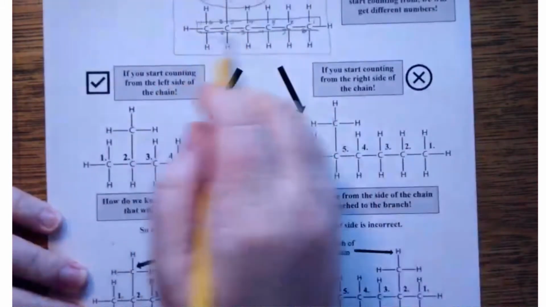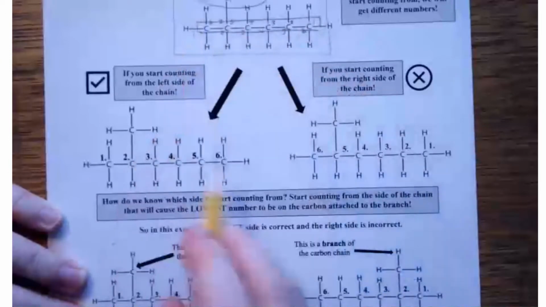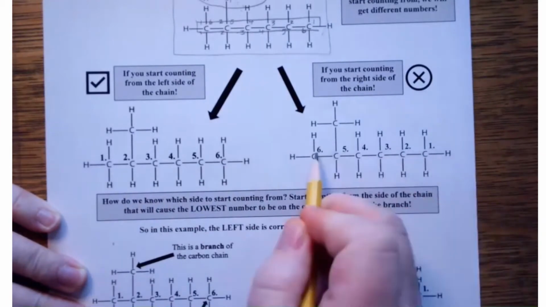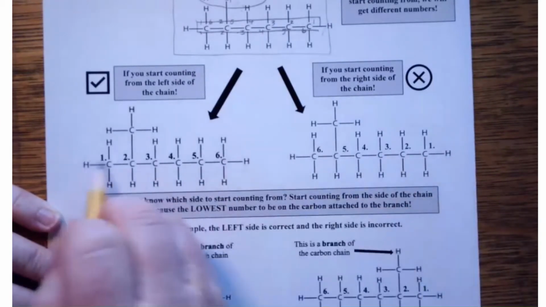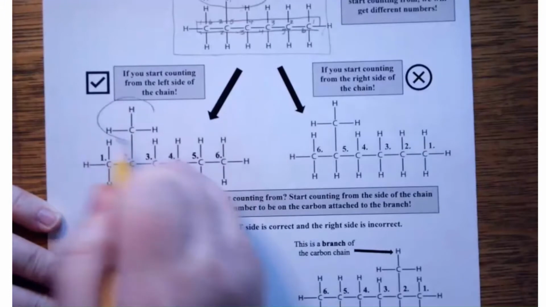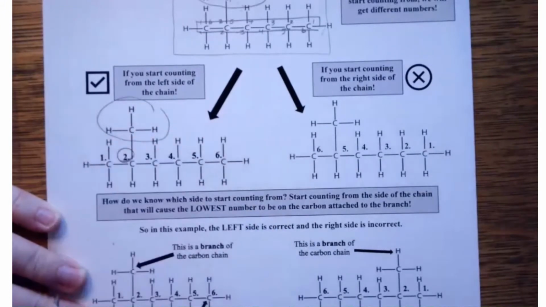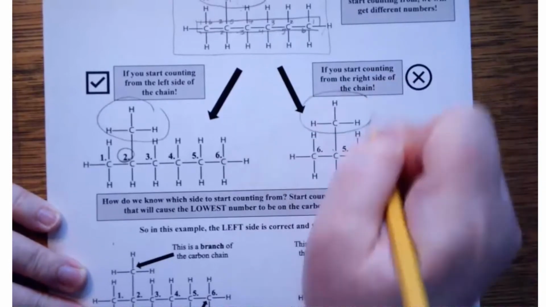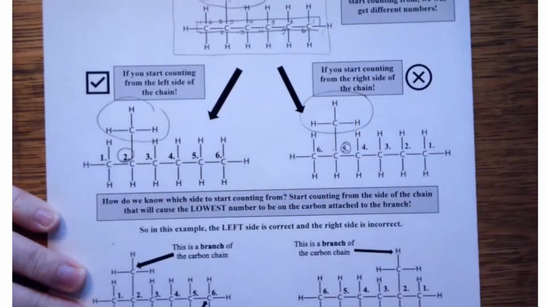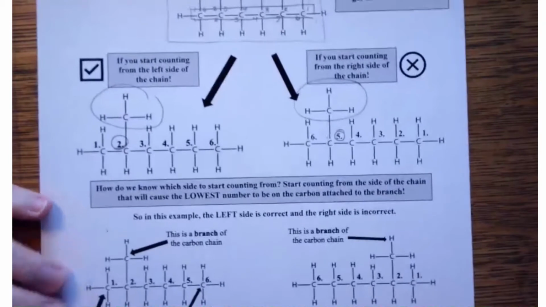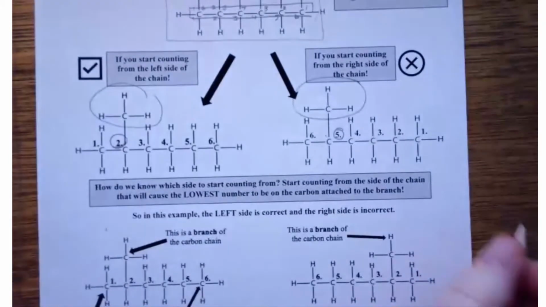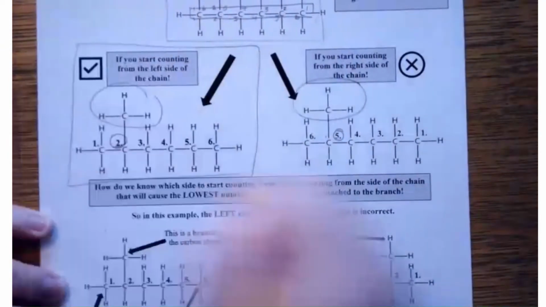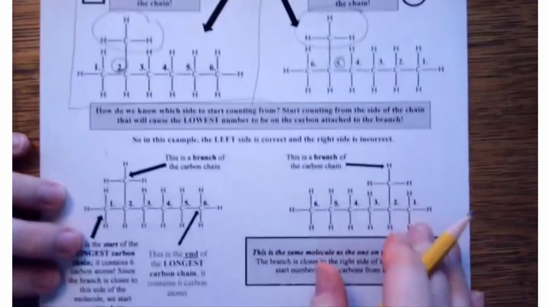So since we realize this is our longest chain, we could number the carbons going forward, or we could number them in reverse. If we number them going forward, our branch is on carbon number 2. If we number them in reverse, our branch is on carbon number 5. And the rule for organic chemistry is we got to pick the lowest number. So this is the right numbering, okay?